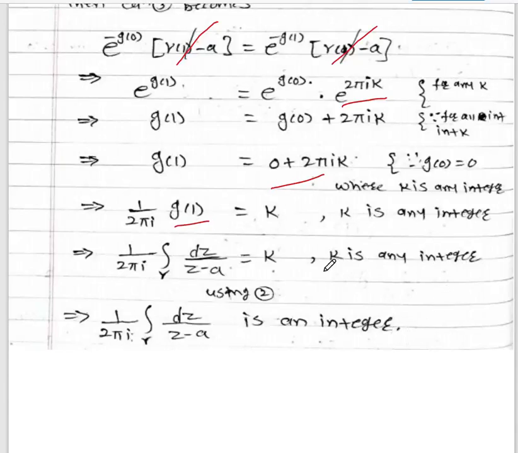Okay, so therefore from equation number 2, we can say that 1 upon 2 pi i integral over gamma dz upon z minus a is an integer. Okay, so this is the proposition on index of a closed curve, or the winding number. In next lecture we will see some problems on the index of a closed curve or winding number.